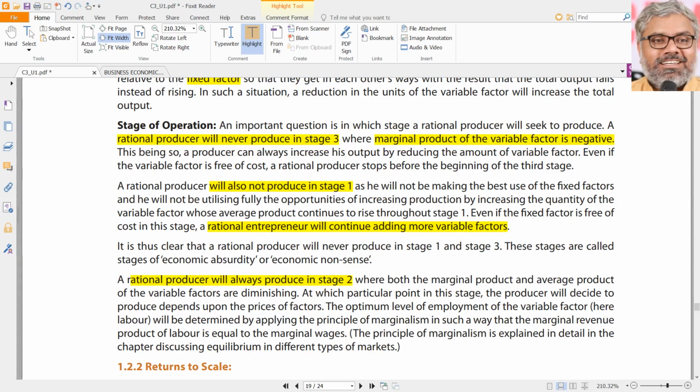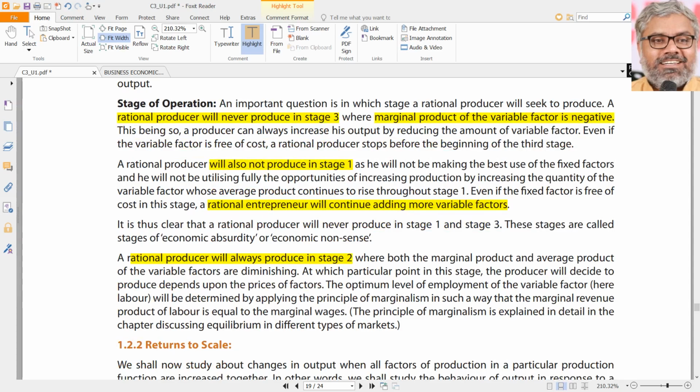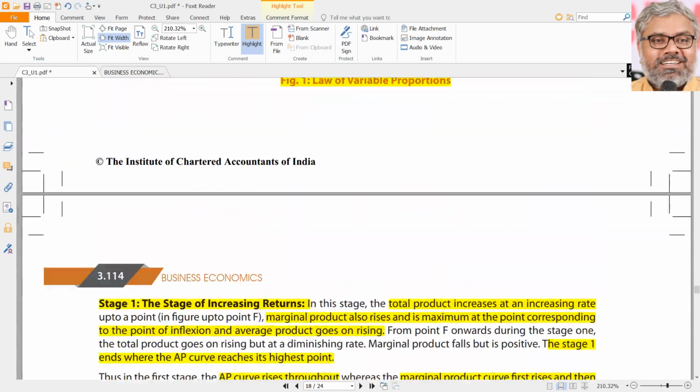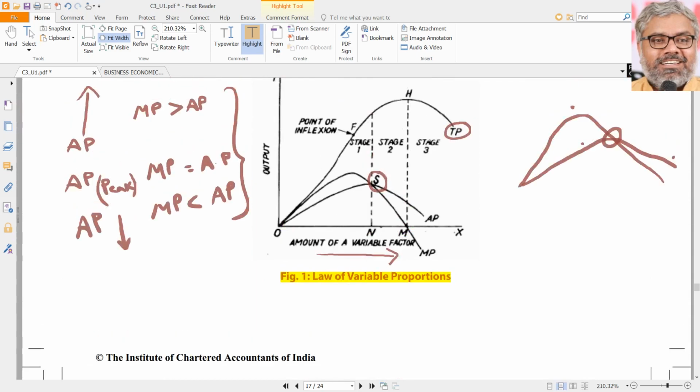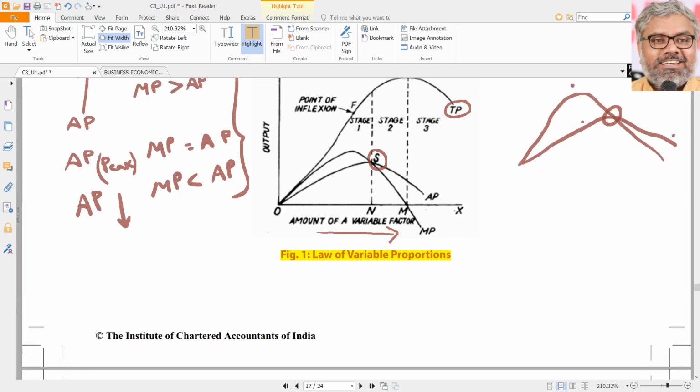Why is that? Here in stage 2, the variable factors, whatever they are, are increasing. In this case definitely the average product that is generated, as there is an increase in the variable input factors, the average product is more than marginal product. That is the beauty of stage 2, where the average product is more than marginal product. That is a stage where entrepreneurs would like to operate and would generally operate.